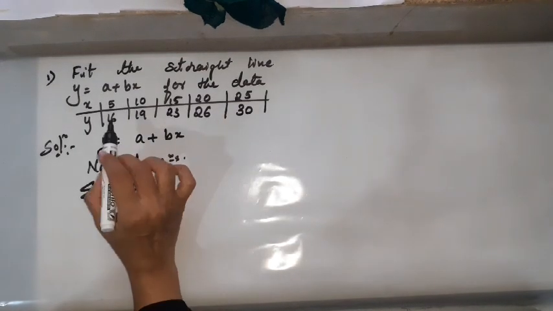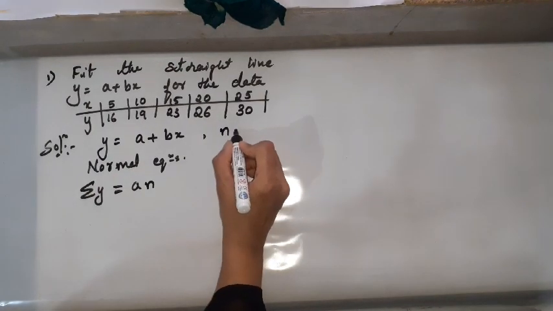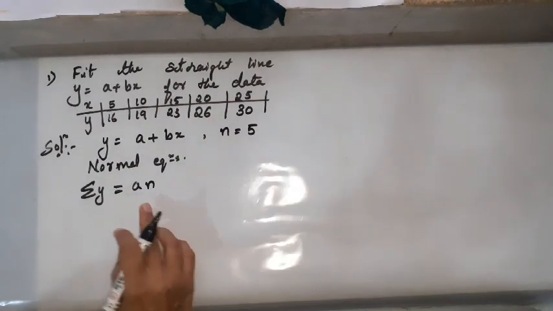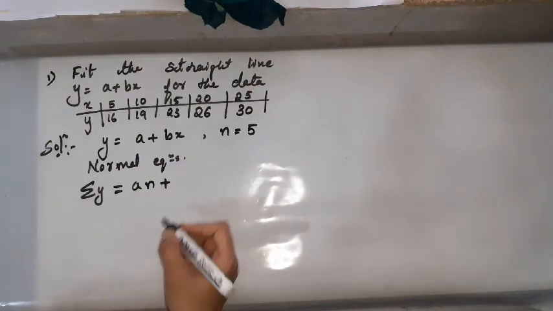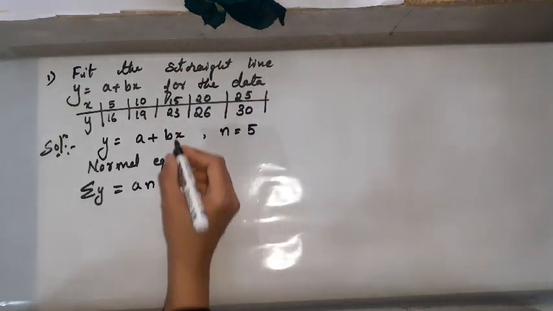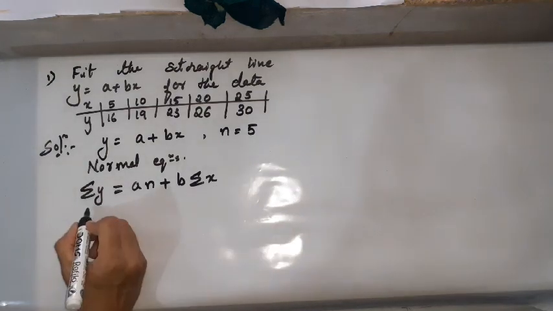Now what is the number of points here? 1, 2, 3, 4, 5. So the value for n is equal to 5. You have it already. Plus b as it is. In place of x, you get summation x. I hope the point is clear to you. Yes, this is your first normal equation.